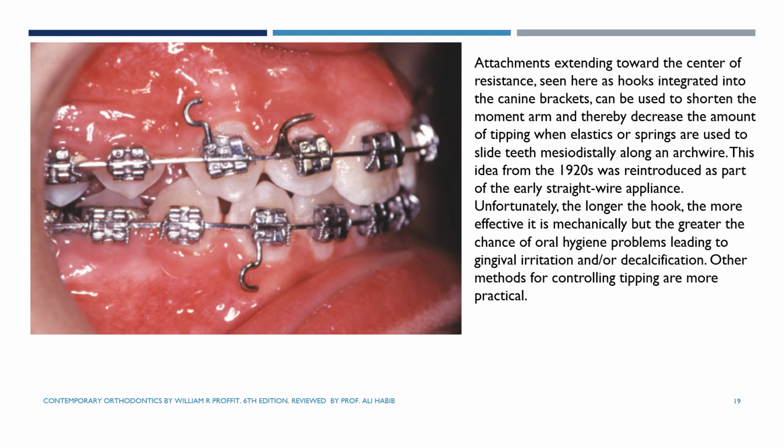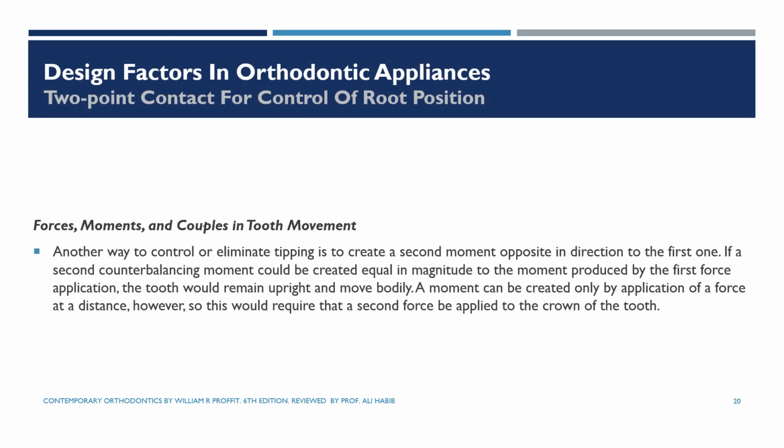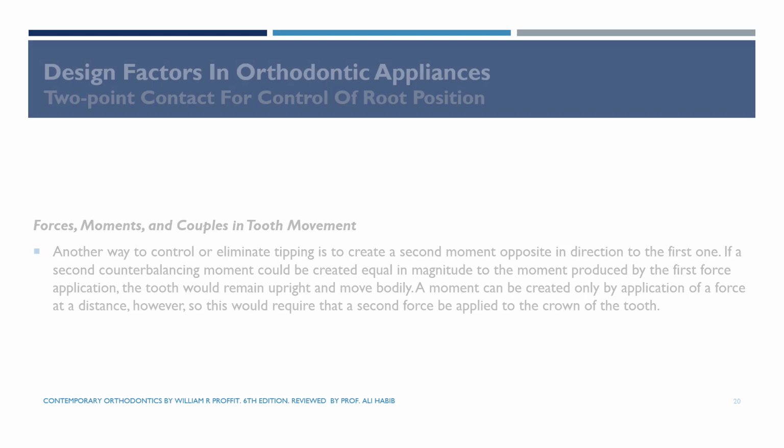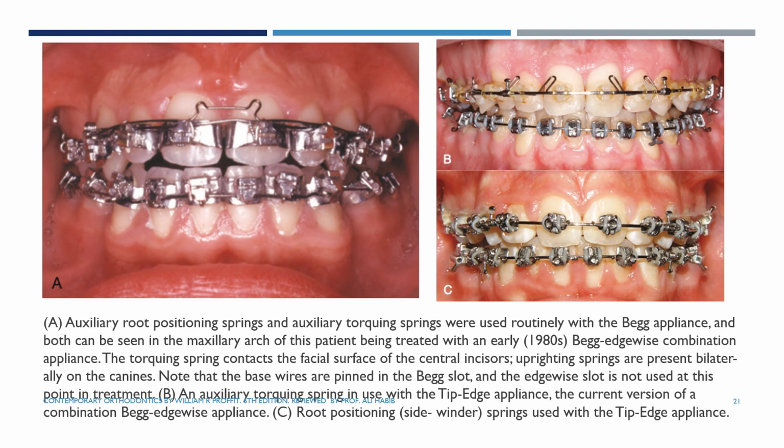So the other way of doing it, as I said, is applying another force that will create a moment, as we showed in our previous example, and this can be achieved either by the old way, which is by using big appliances that used a lot of auxiliary wires, like for example here, this is a torquing spring, or these are torquing springs. When they are fabricated outside, they are in horizontal direction.